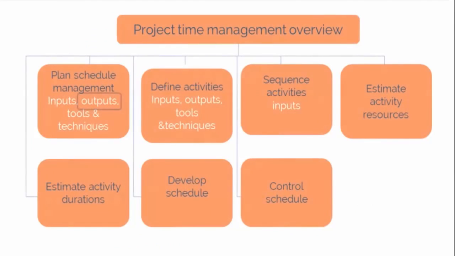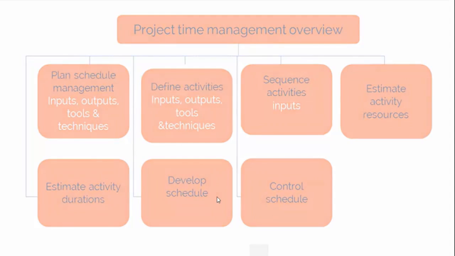Before closing this module, let's take another quick look at the ITTOs for all of these processes so you can see how they really have to be done sequentially. The outputs from one process become the inputs for the very next process, whose outputs become the inputs for the next process, and so on. And that completes this important module on project time management.